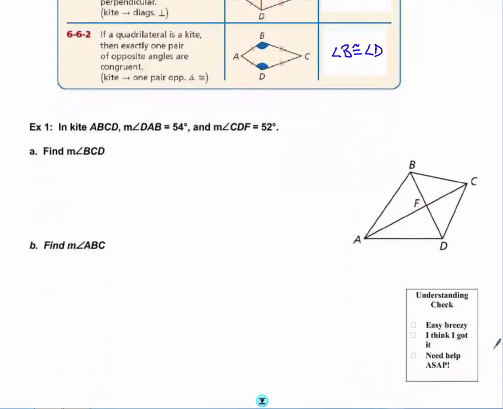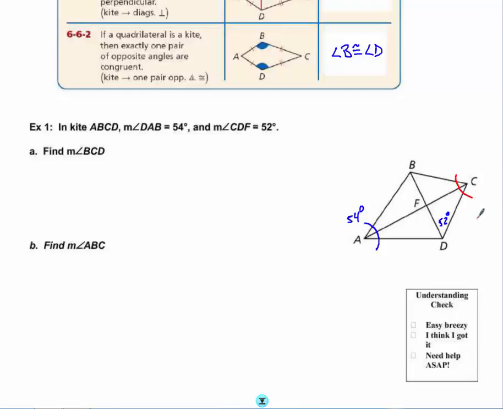So we're not going to list out all the properties. It's just two more properties there to deal with, so we're going to go ahead and get right into working a problem with a kite. So in kite ABCD, angle DAB equals 54 degrees. So that's angle DAB, which is this entire angle. And the measure of angle CDF is 52 degrees. And the problem says find the measure of angle BCD. So it wants us to find this entire angle.